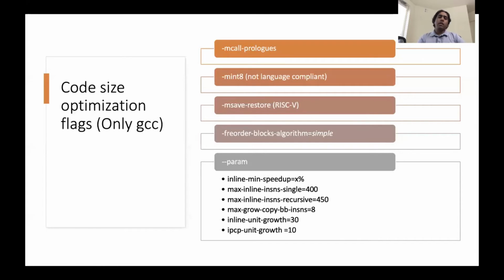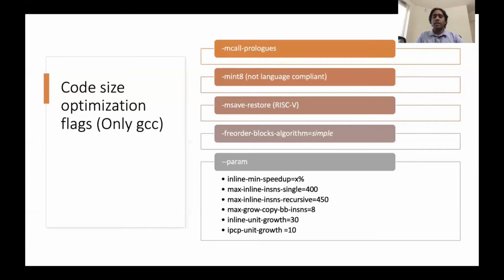So the first one is inline-min-speedup equals X%. X can be 10, 20%, whatever. If we want more speedup, that means more inlining will be done. So you'll have more code size overhead, but the lower the percentage, the smaller the code size.